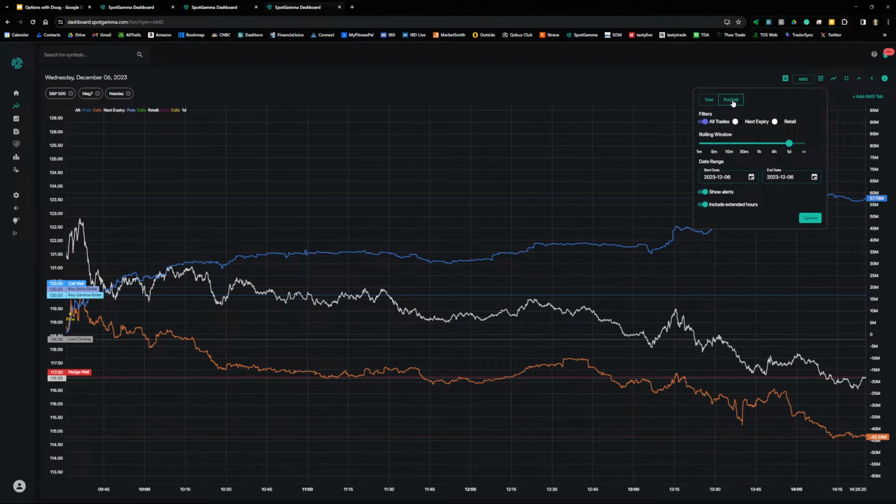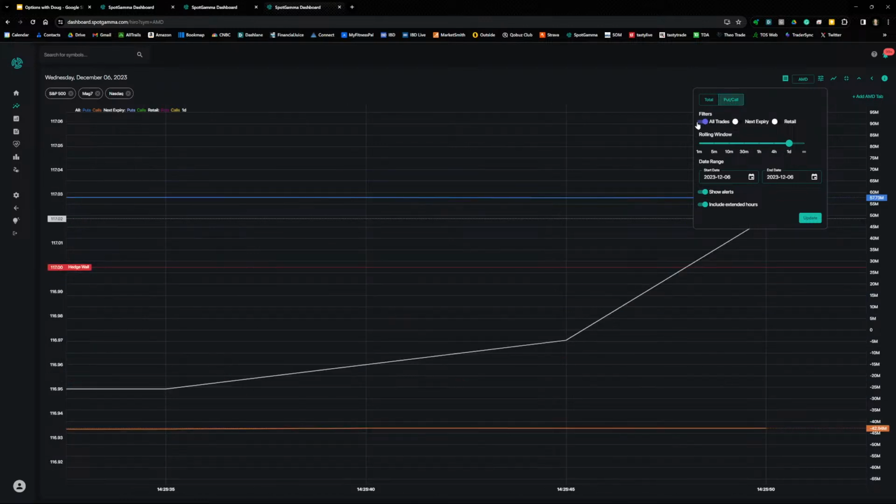Pretty choppy Hero signal. Let's see if separating out puts and calls helps. Not too much. So traders are selling calls and selling puts. So they're really just selling volatility in AMD.